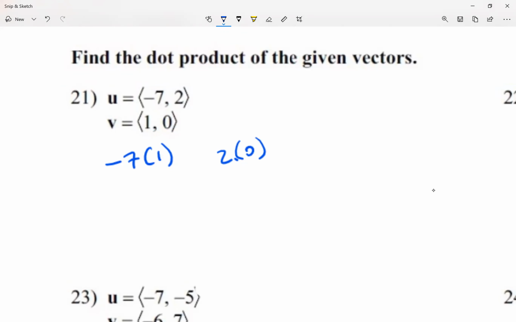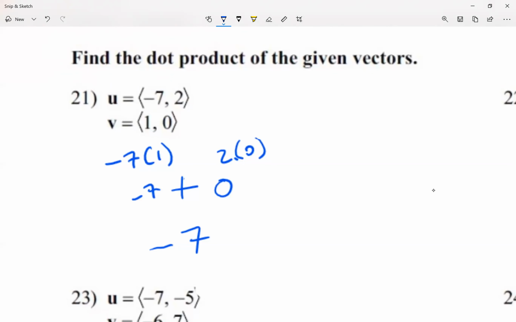First values, the second values. So my multiplication, -7 times 1, I know is -7. 2 times 0 is 0. And then I'm going to add the results. -7 plus 0 will be -7.